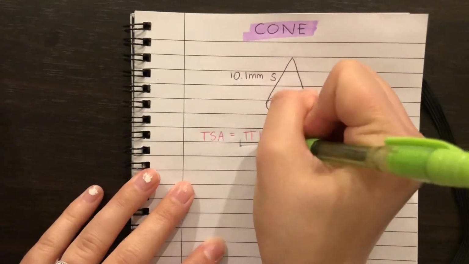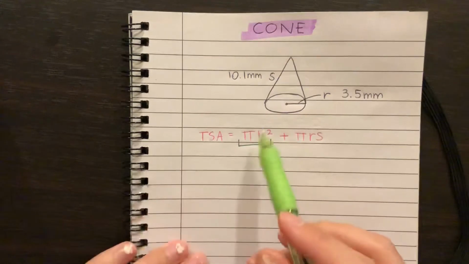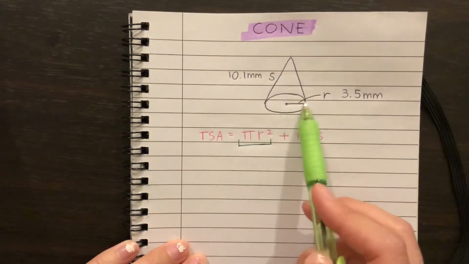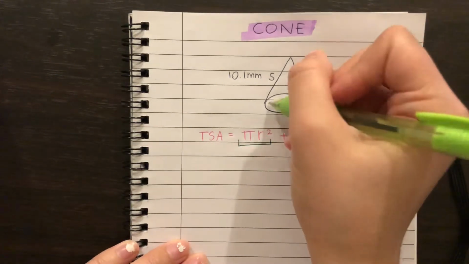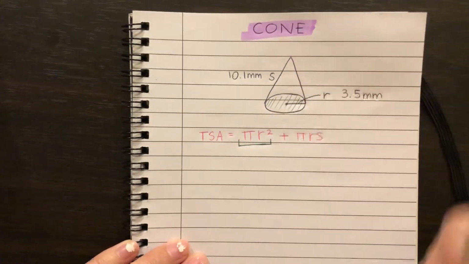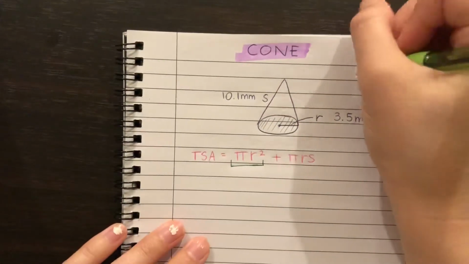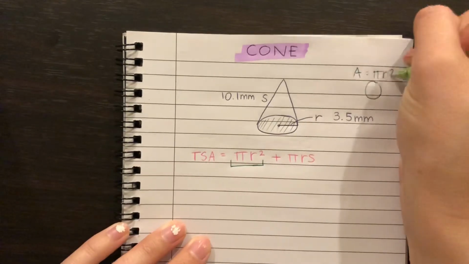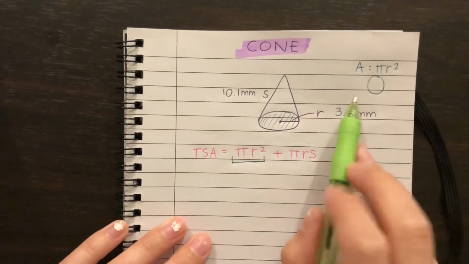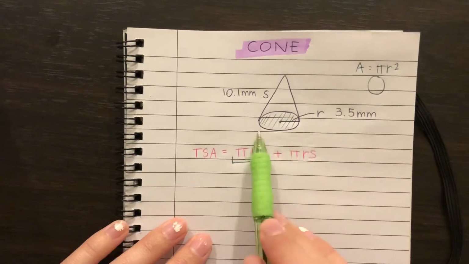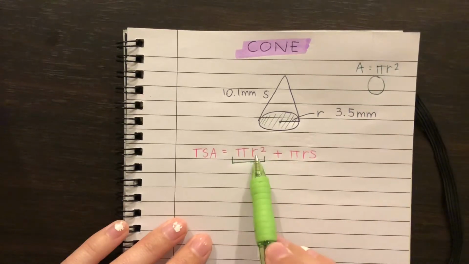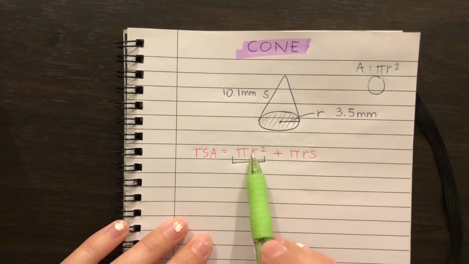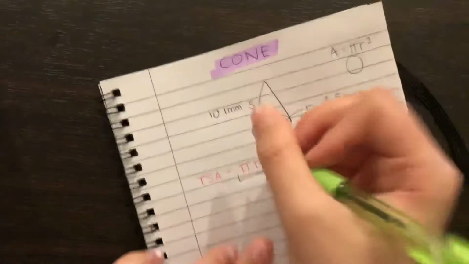The first, which is the pi r squared bit, comes from calculating the area of this circle down the bottom here that I'll just shade in green. So you should know that the area of a circle is pi r squared. The area of a 2D circle is where this first part of the formula comes from. It is literally calculating the area of this bottom circle here.